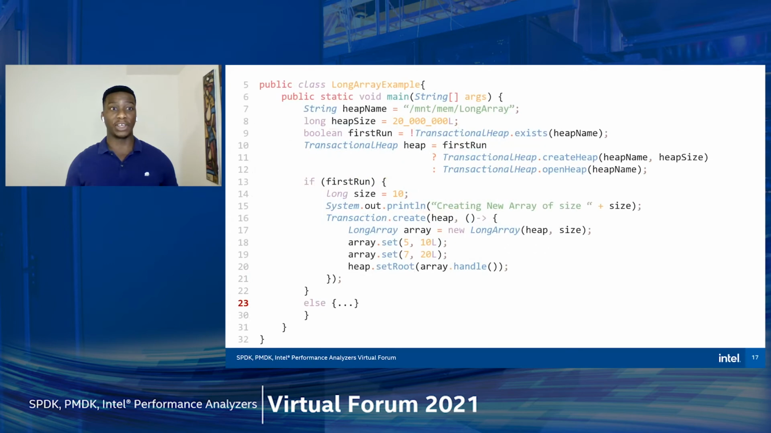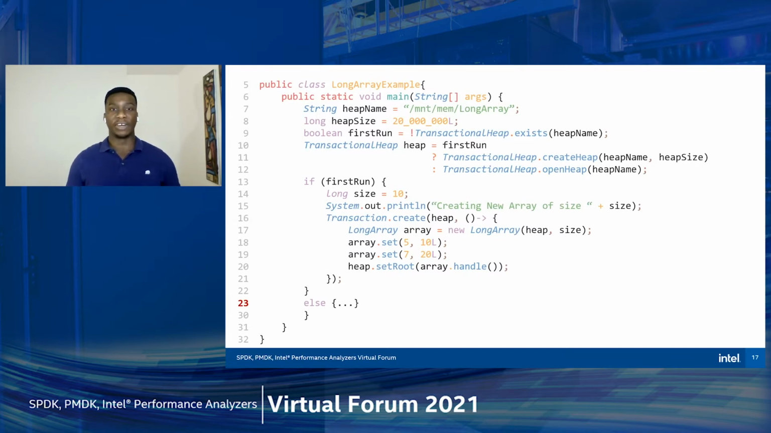Now, if this is our first run, we're looking at line 13. What we plan to do is create the array and set some values in there. On line 17 is where we create the array. But on line 16, we see a Transaction.create. Remember I said a transaction is a mechanism for grouping transactional allocations, deallocations, and writes.